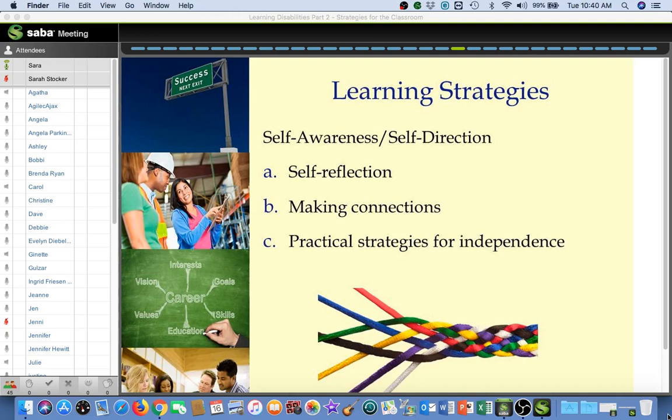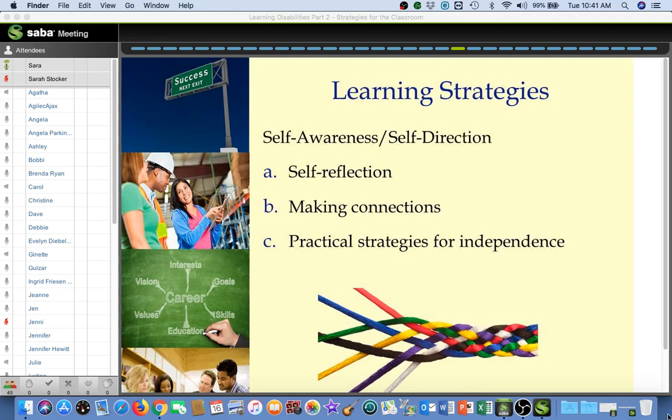Self-awareness and self-direction, these go hand in hand with the OALCF competencies of managed learning and engaging with others. For self-reflection, encourage learners to think about the ideas they have about themselves and the messages that they have received from others in order to challenge them. They need to analyze the barriers they face, both external and internal. That way, they can work to make both more positive to move forward.